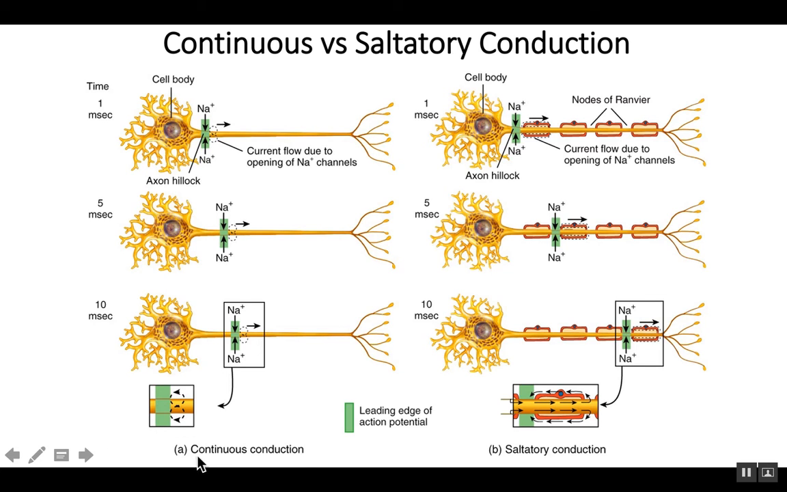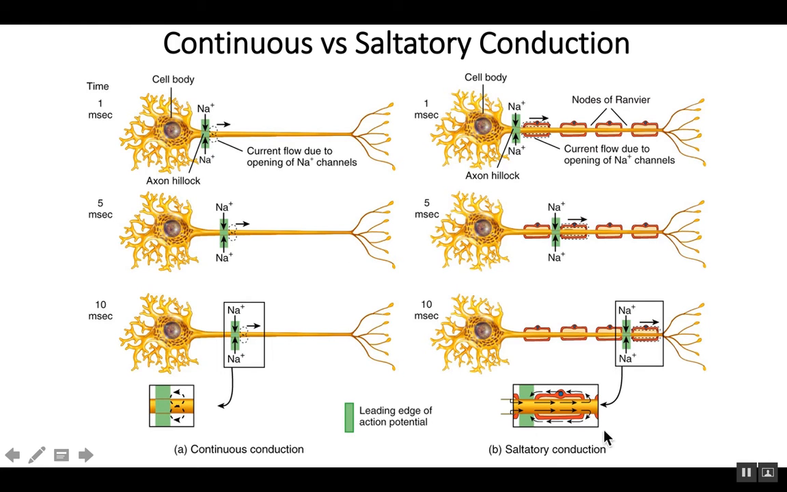In panel A, we have what's called continuous conduction. That's done using unmyelinated axons. So this axon doesn't have any myelin. We see that there's sodium going in, so this represents the depolarization phase moving down the axon.